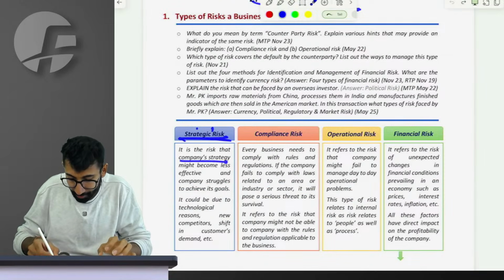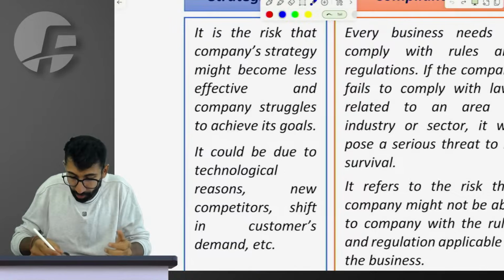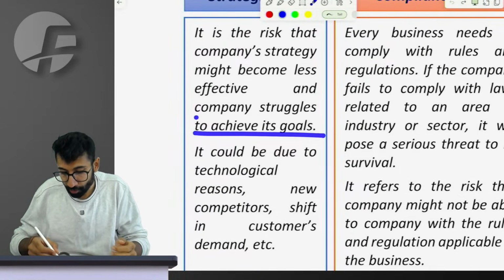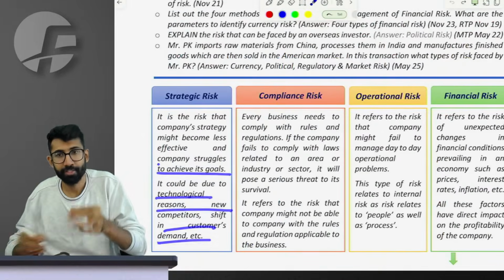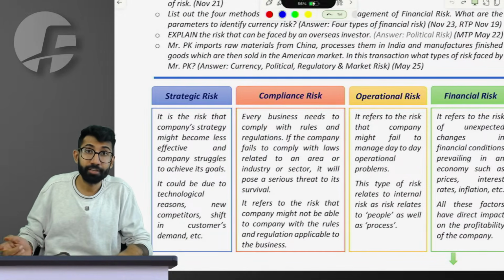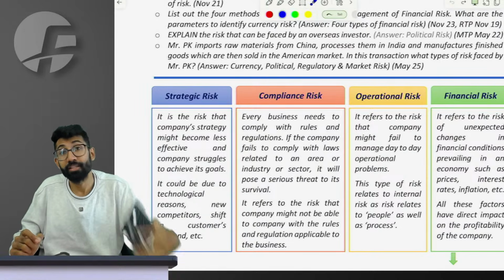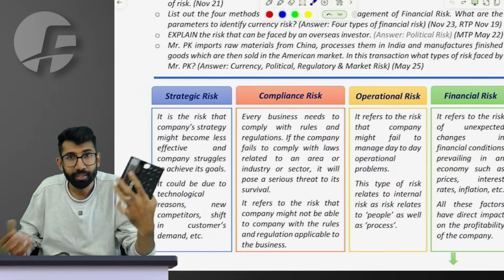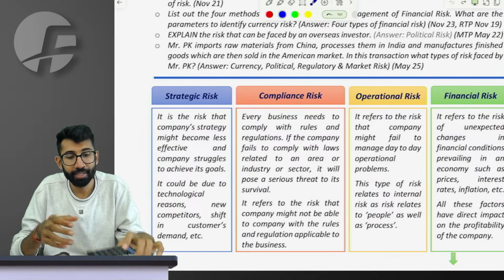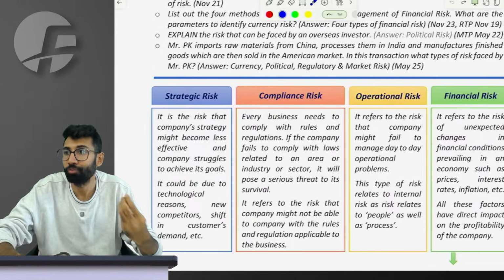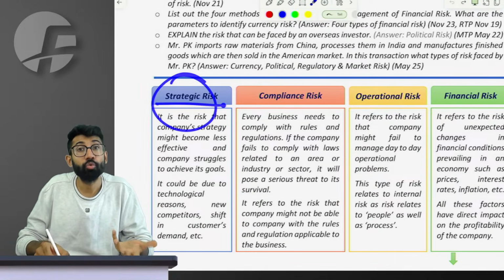Strategic risk means the risk that the company's strategy might fail. It may not be able to achieve the company's goals due to technology, competitors, or a shift in customers' preferences. For example, take that AI calculator I was talking about, where I speak the numbers and it gives me the answer. If there is a change in customer preference and this calculator is out of place, the company making these calculators will be out of business. That is strategic risk, like what happened to Nokia.